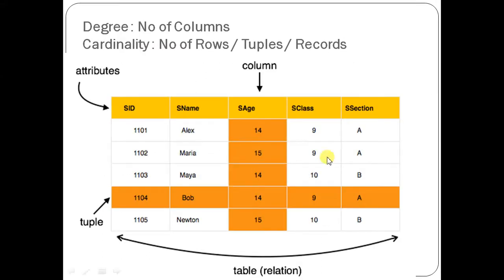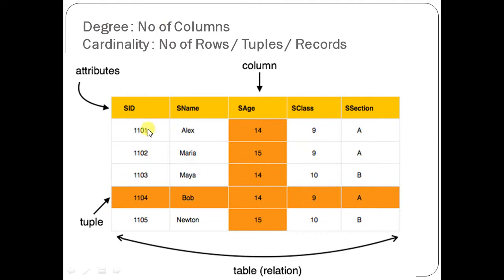You need to remember certain concepts. This is what we have created: a table with student ID, student name, student age, student class, section. Theoretically it is called a relation, practically it is called a table. Each row is called a row, a tuple, or a record. The number of rows or records in a table is called cardinality. Please remember these things, note them down, they are important.